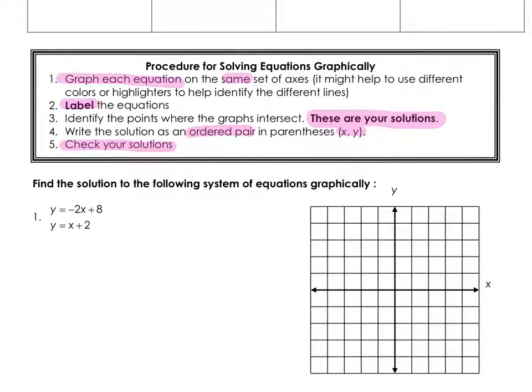Okay, so let's look at this example here. The first one says, find the solution to the following system of equations graphically. The first one's already in y equals, and so is the second one, so I don't have any work to do there. Now I just need to graph each piece separately. I'm going to start with y equals negative 2x plus 8. I'm going to first identify the slope and the y-intercept, and write those down. So I've identified the slope and the y-intercept.